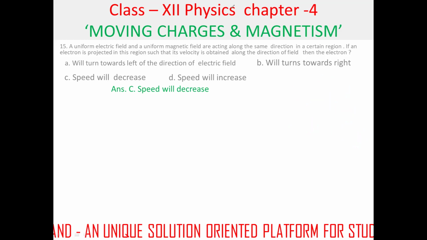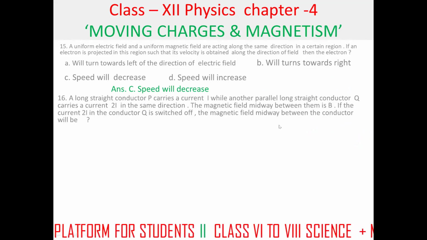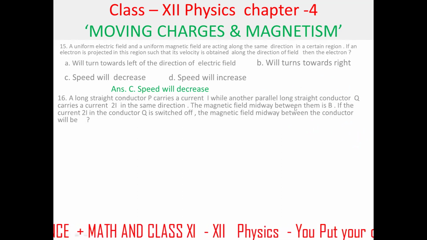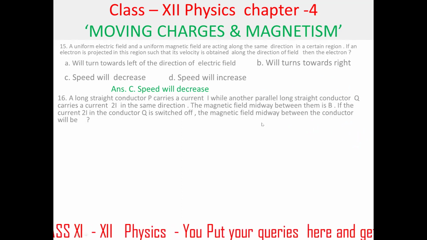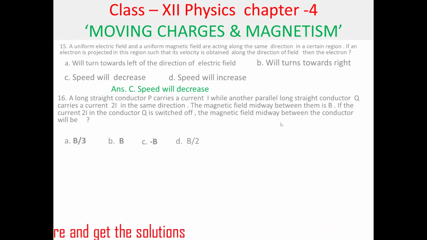Okay, I am just making it fast. A long straight conductor P carries a current I, while another parallel long straight conductor Q carries current 2I in the same direction. The magnetic field midway is B. These are the options. I am just trying my best to make you understand. This is the answer also.